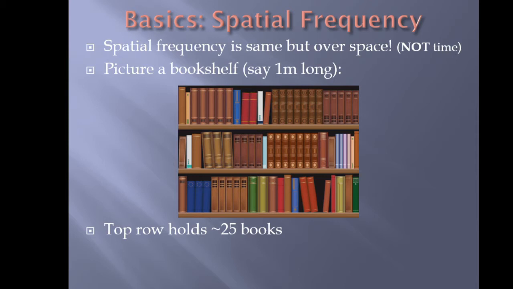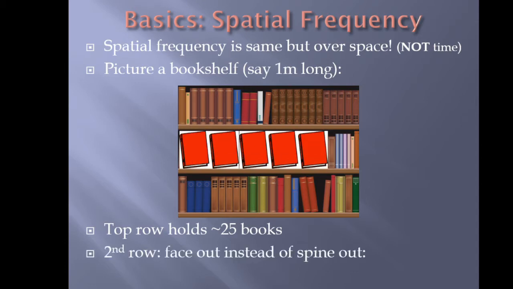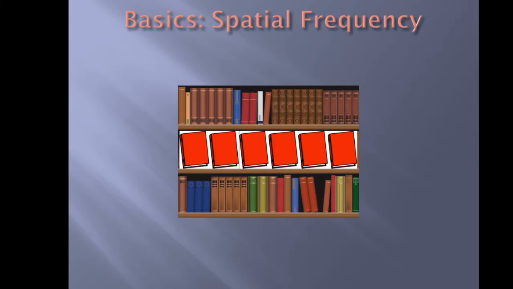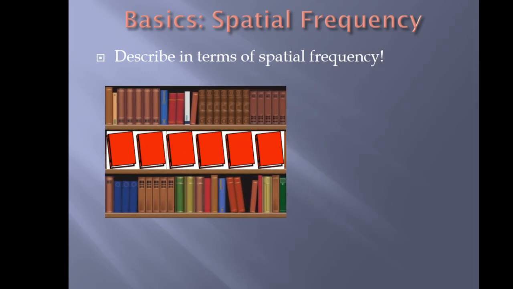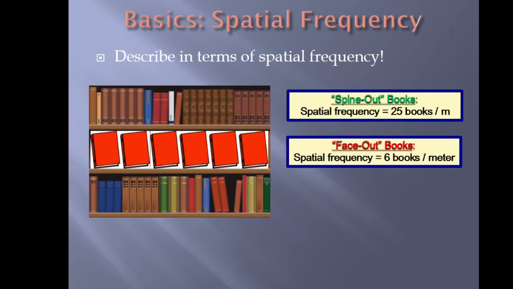So picture a bookshelf, like the one behind you or here. Say it's 1 meter long. This top row holds about 25 books, okay? Now, for the second row, if we take all the books out and put them back, obviously those aren't the same books. If we put them back but face out, well, now we can only hold about 6 on that shelf. So, let's describe these bookshelves in terms of spatial frequency. The spine-out books have a spatial frequency of 25 books per meter. The face-out books have a spatial frequency of 6 books per meter. Does this make sense?